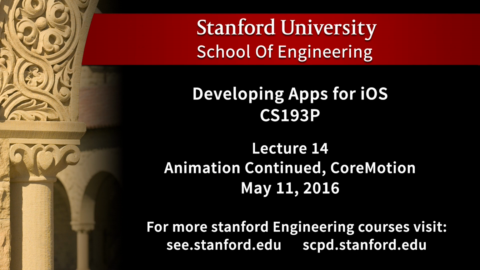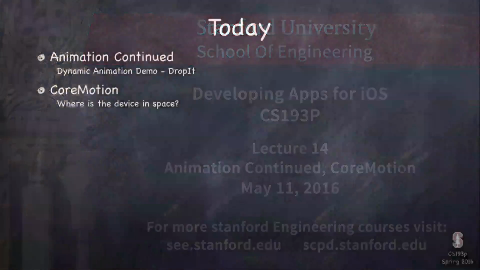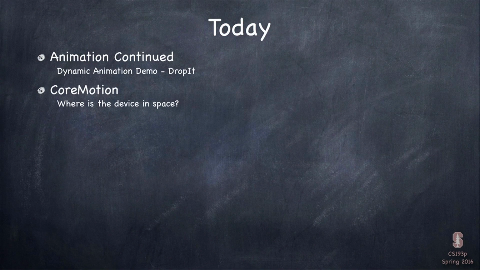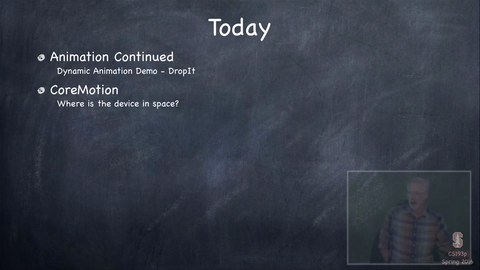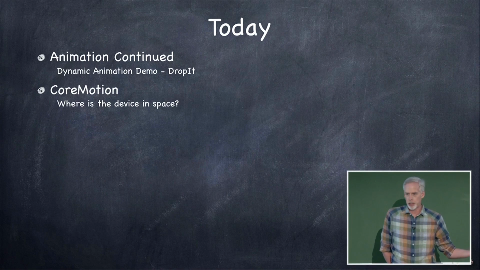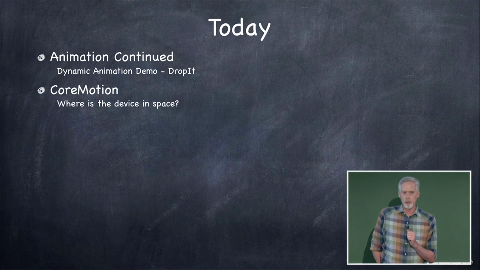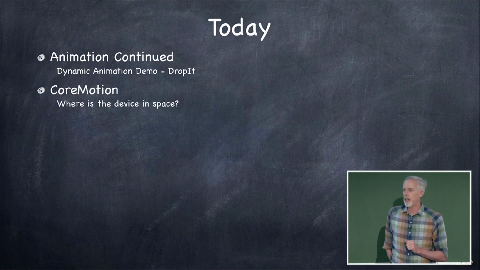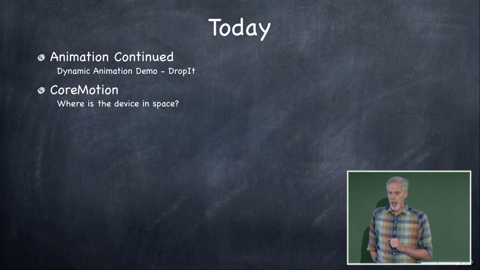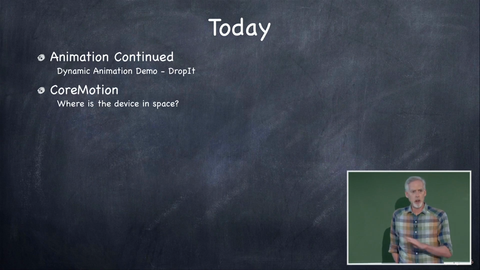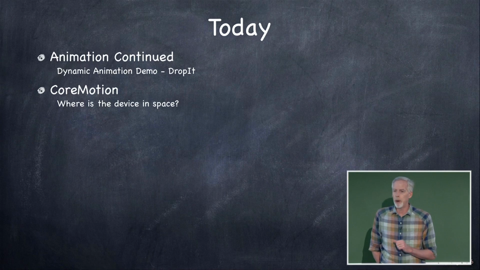Okay, well, welcome then to Lecture 14 of Stanford CS 193P, spring of 2016. Today we have two topics. One is I'm going to continue the dynamic animation we talked about in the last lecture in slides with a big old demo that really shows a lot of dynamic animation in action, and homework assignment 6 is all about dynamic animation, so it will be preparing you for that.